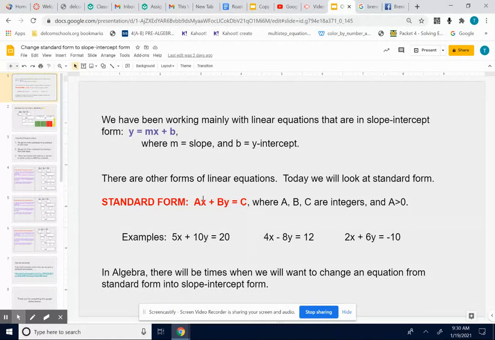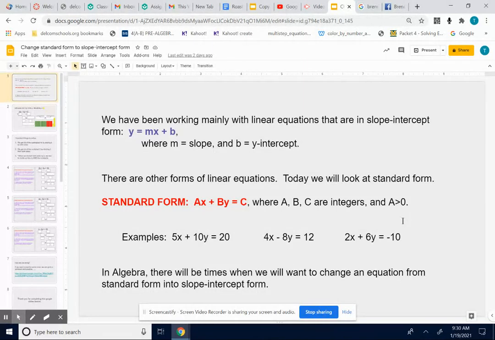A, B, and C, those are just regular numbers. They could be positive or negative. They could be integers, but there's no fractions, there's no decimals. And it's better if the first number is not negative. Even though in the first problem I'm going to do in a minute, the A is negative, that's just so I can explain something to you. But that's no big deal. Look at these three examples. These three examples are in standard form.